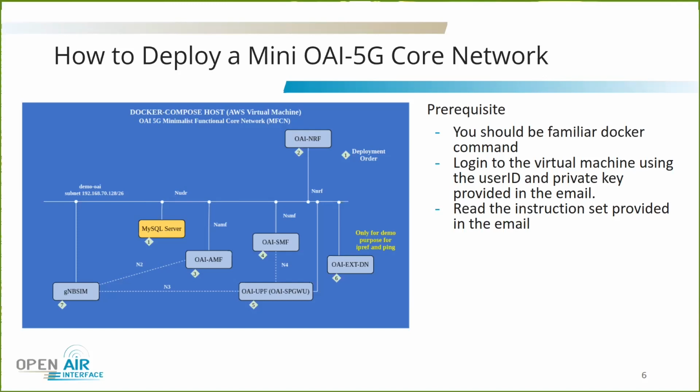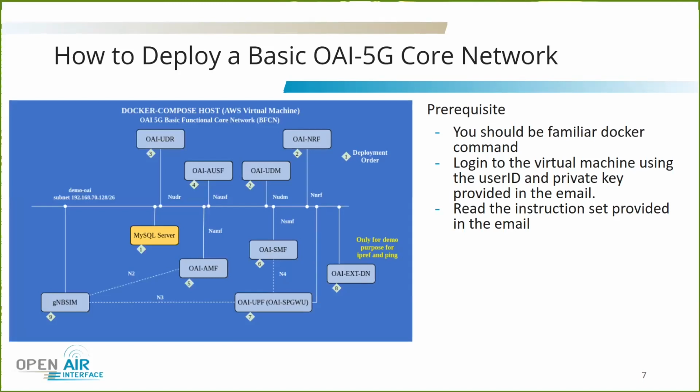First, when you go to your user directory, there'll be lab 1. In lab 1, there are 2 parts. The first part is on deploying the minimalistic OAI core network. You can see the architecture which we will deploy. First, we deploy the core network. Then we deploy the emulator UE and GNB. And then after that, we do the testing. Then we deploy the basic functional core network, and we do the testing of the basic functional core network.